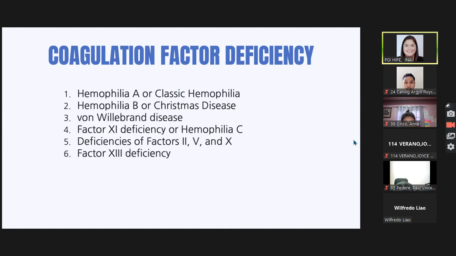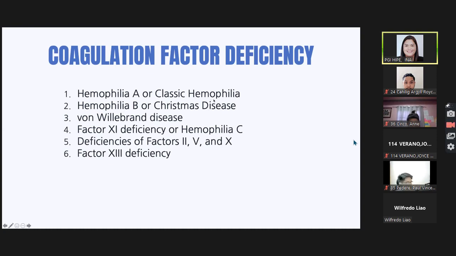So these are examples. We have hemophilia A, or more commonly classic hemophilia, hemophilia B, or Christmas disease, von Willebrand disease, factor 11 deficiency, or hemophilia C, deficiencies of factors 2, 5, and 10, and factor 13 deficiency. So we are all familiar with hemophilia. Hemophilia A and B are both sex-linked recessive disorders, and the severity of clinical manifestation depends on the percent activity of the deficient clotting factor. It is considered severe if there is less than 1% of the clotting factor, moderate if 1 to 5%, and mild if it is 3 to 30%. The treatment for this is provision of recombinant or pure factor 8 and factor 9 concentrates.